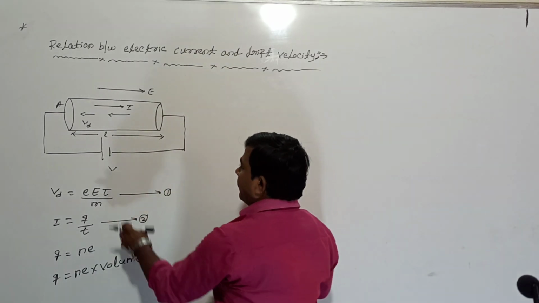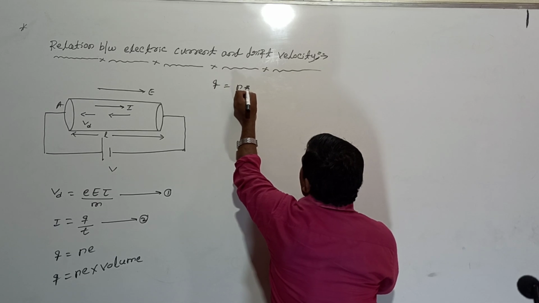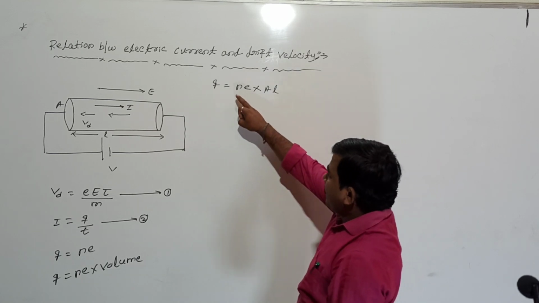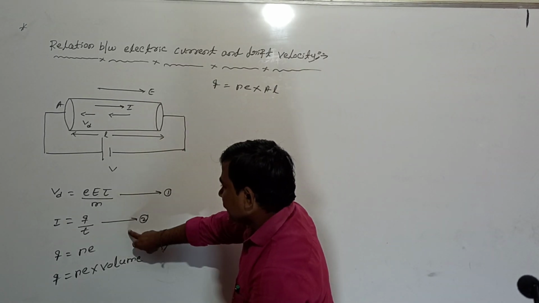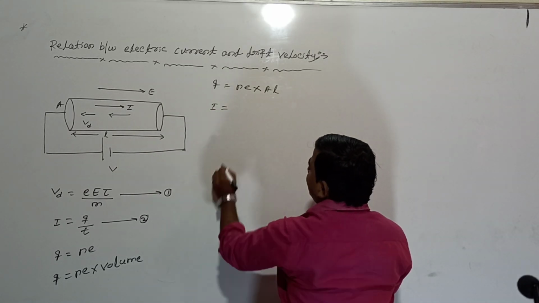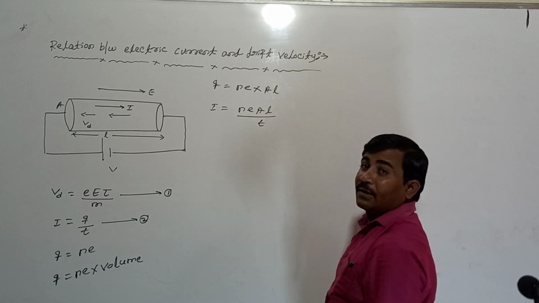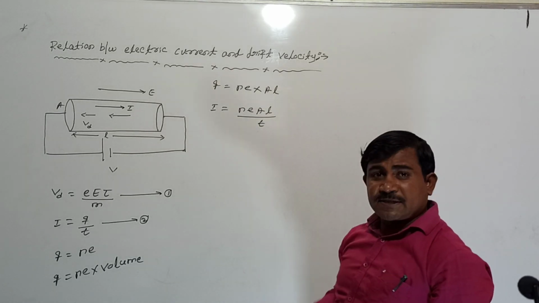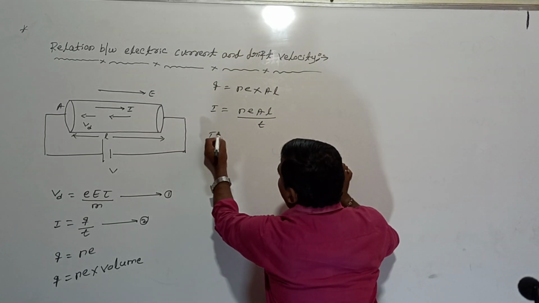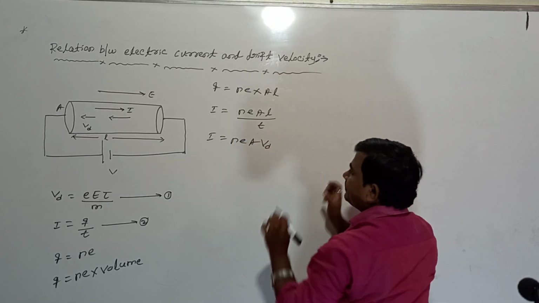But how to write this volume? Volume is equal to area into length. How to represent the charge? Charge Q equals n into e, and volume equals area into length. If Q equals n e times area into length, then how does equation 2 become? I equals Q by t, equals n into area into length into e, whole divided by time. But length divided by time represents speed, or here velocity. See here, the number n e A, and l by t represents the drift velocity.